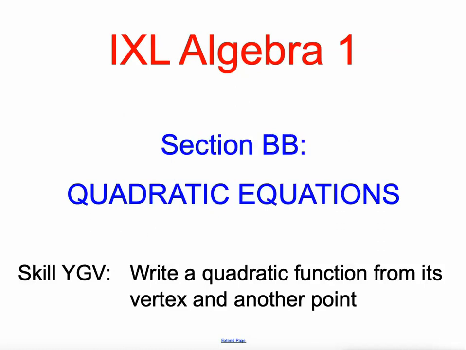We're getting pretty close to finishing up section double B of IXL's Algebra 1 skills. Today it's writing a quadratic function from its vertex and another point. So those are going to be the two things we're given, and then we're going to write an equation in what is called vertex form. So a quick review of vertex form.